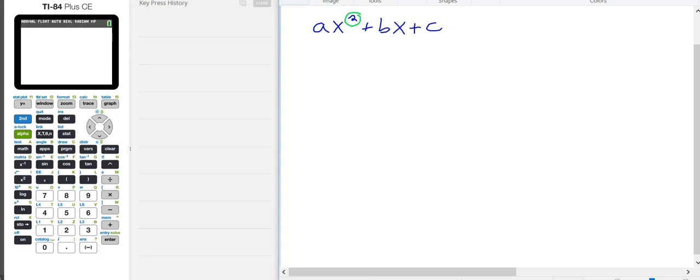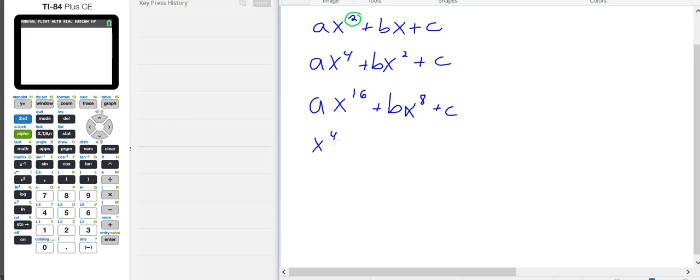Let's say you have an expression ax to the fourth plus bx squared plus c, or let's say, ax to the 16th plus bx to the 8th plus c. Let's start with an example. Let's say we have x to the fourth minus x squared minus 6.